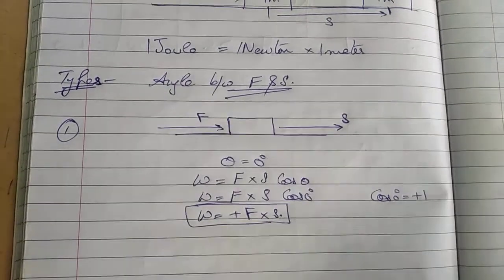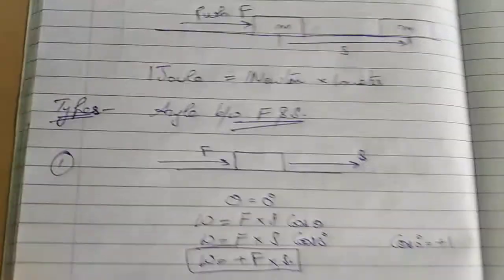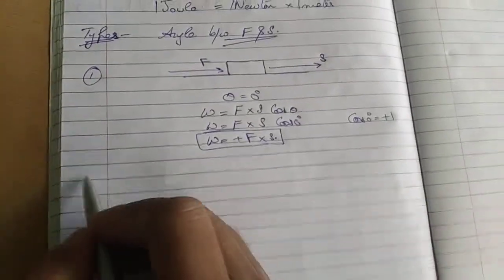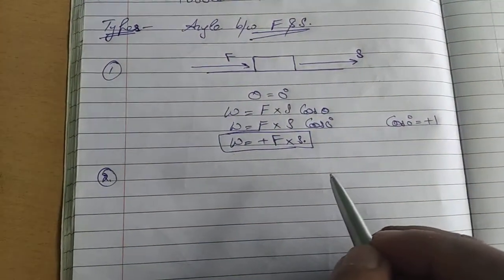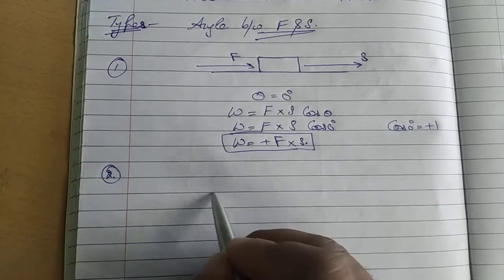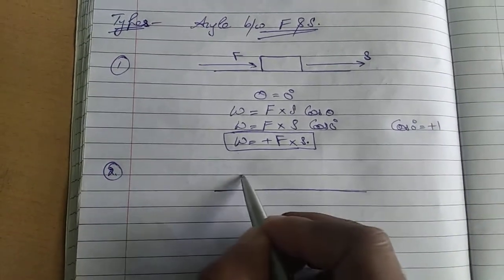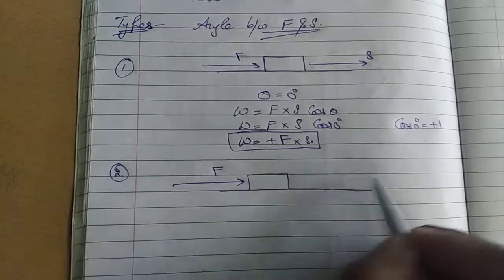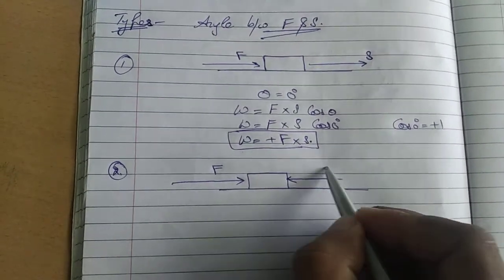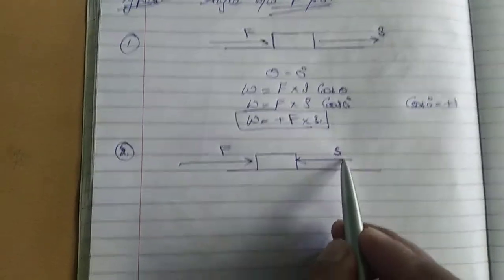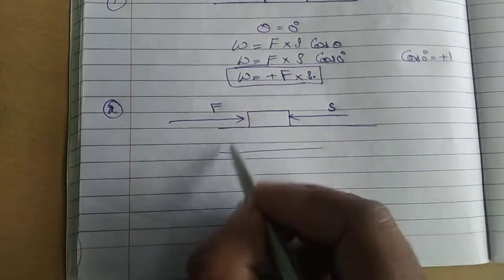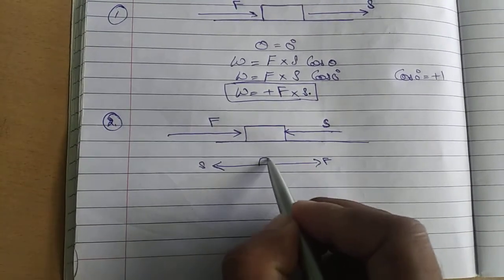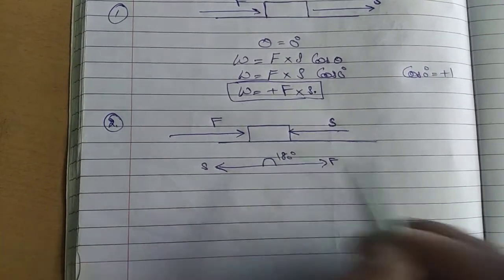Positive work done means the object moves in the direction in which we want to displace it. So our work done is positive. Second, when we apply the force in this direction and the body is moving in the opposite direction, S, if we make the direction of S here and F here, we see that this angle is 180 degrees.